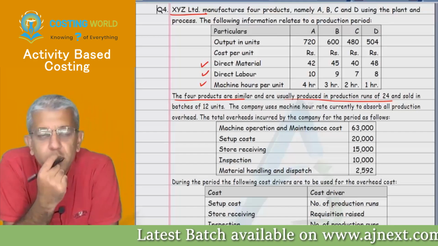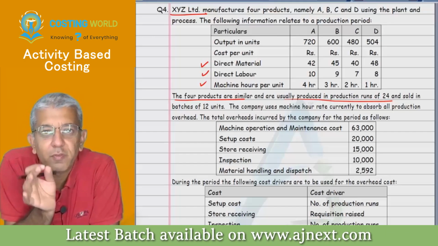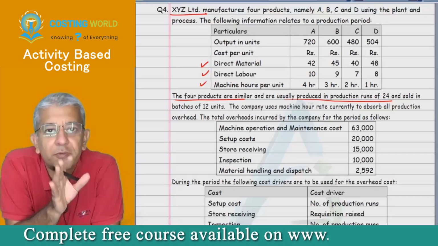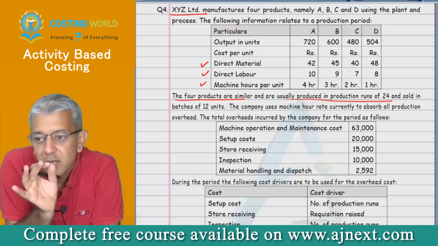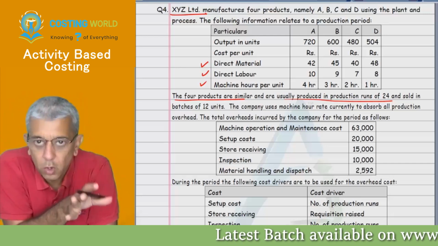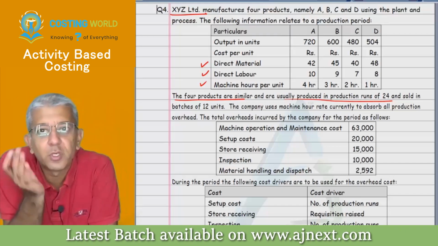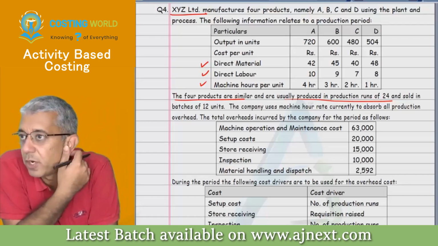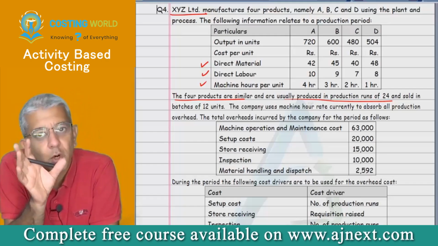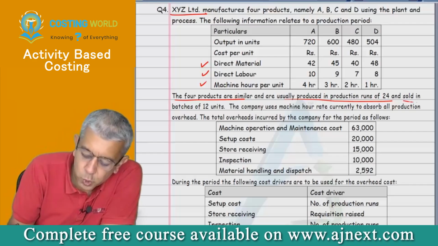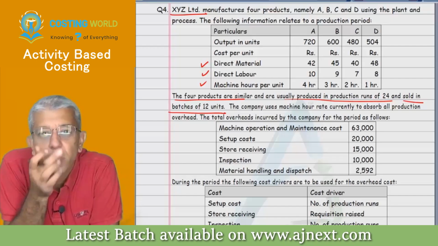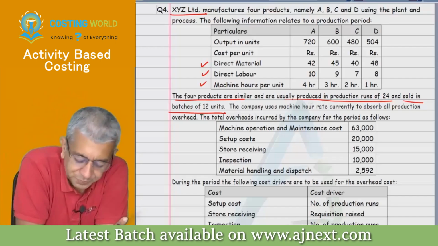Usually produced in production runs of 24 means whenever we set up the machine, after that we will produce 24 units of each product at one time. Means we set up the machine and produce 24 units of A, or we set up the machine and produce 24 units of B, or 24 units of C, and so on. So whenever we produce, it is in lots of 24. Further, sold in batches of 12 units. Whenever we sell, in batch size of how many units? 12 units. So we pack 12 units and we sell.